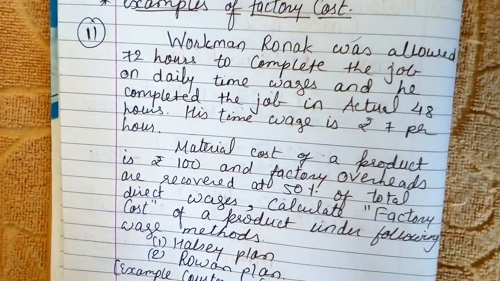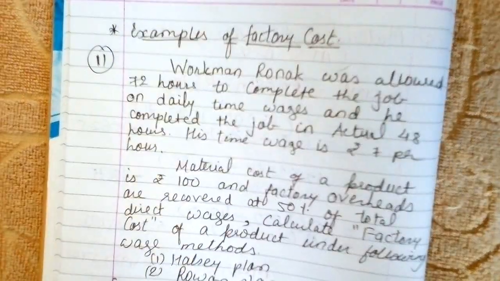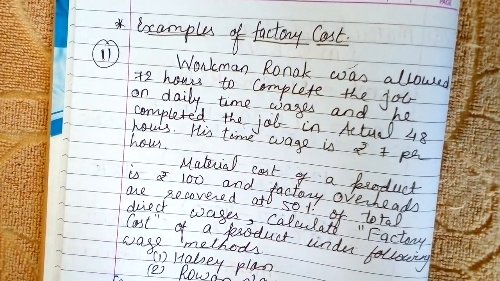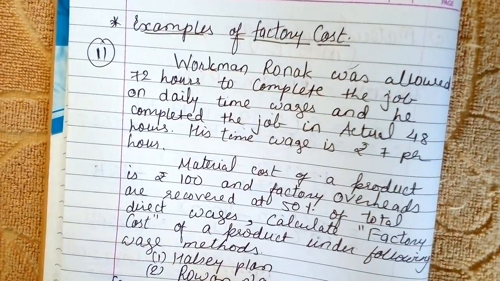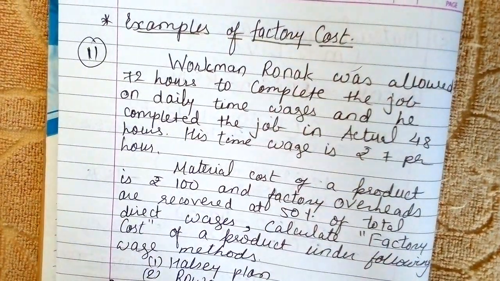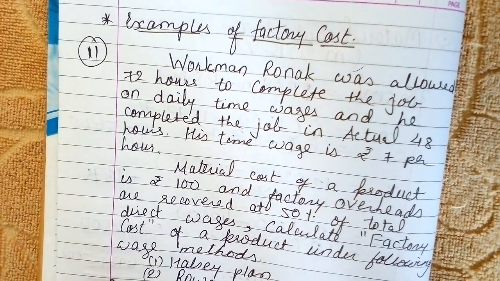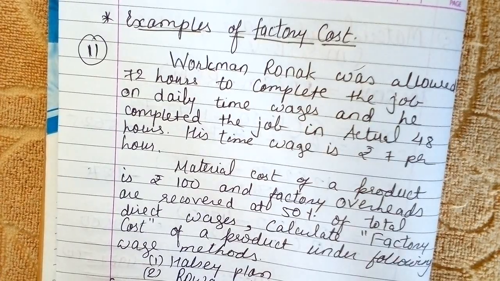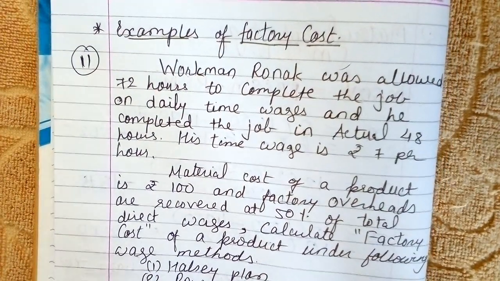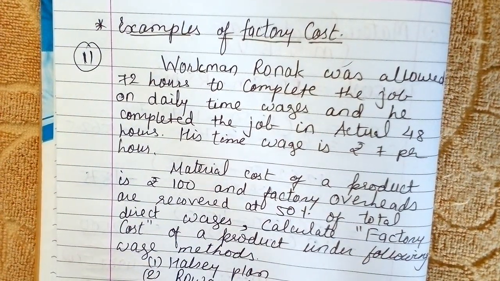Today we are going to solve the different method examples related to the factory cost. If I am talking about the variations in the examples, then starting from the beginning of the chapter, we have understood different wage systems, including time wage, piece wage system, Halsey plan, Rowan plan, etc. We have calculated wages as per these different systems.